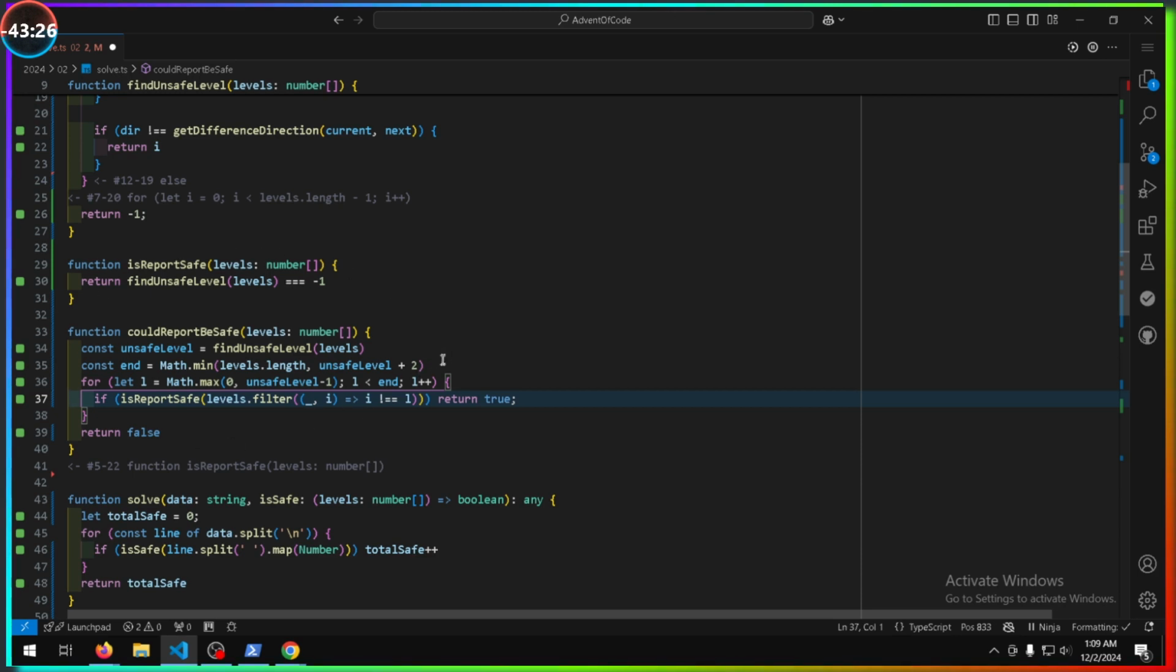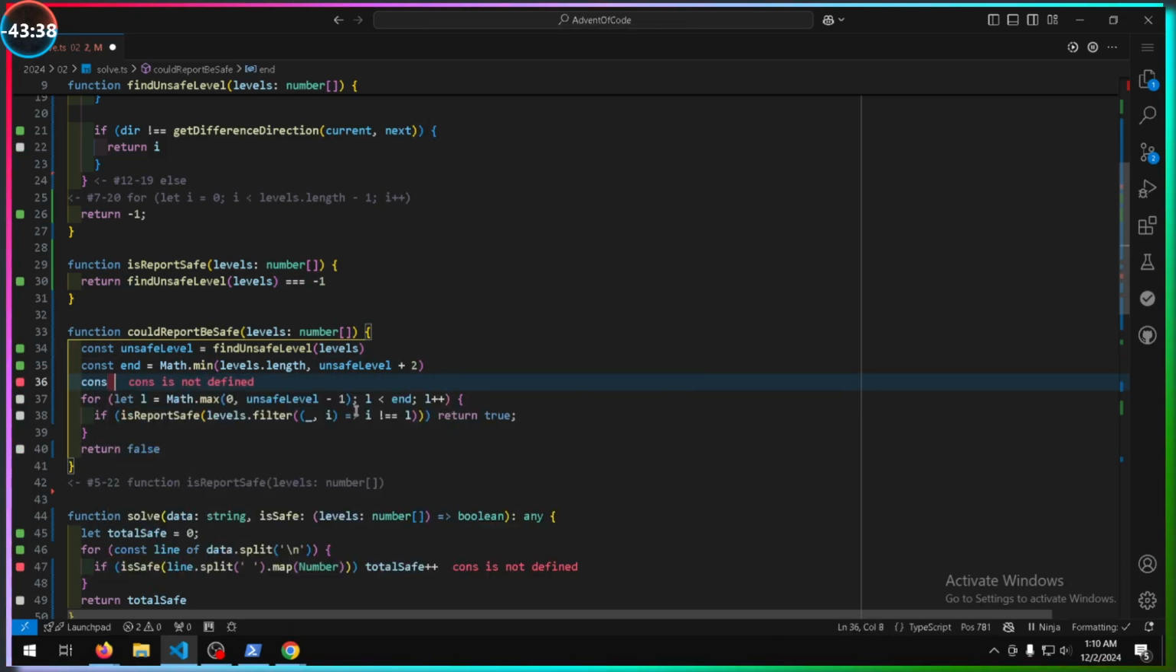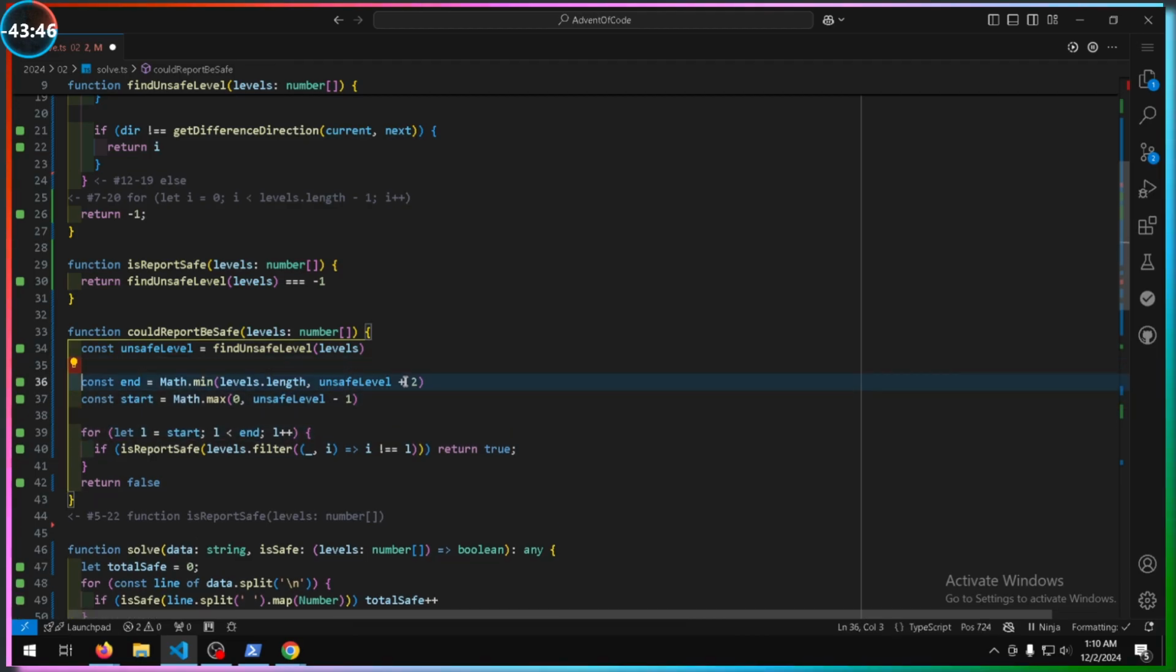I'm not going to go any further than this, to be honest. Unsafe level. Oh yeah, how would you want to put this in a variable? Const start equals kaboom. Start and end. I like it.